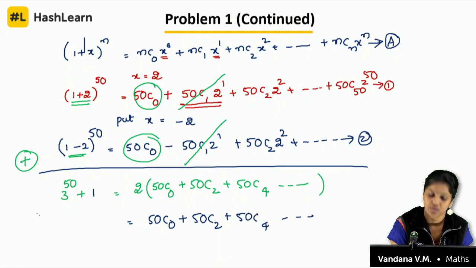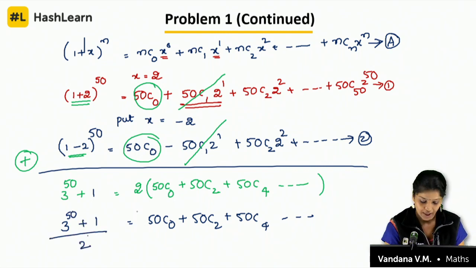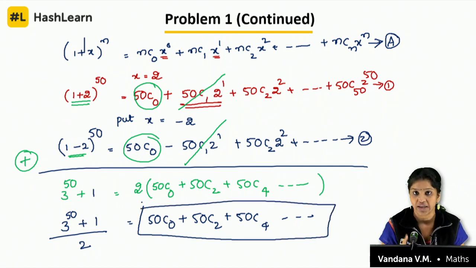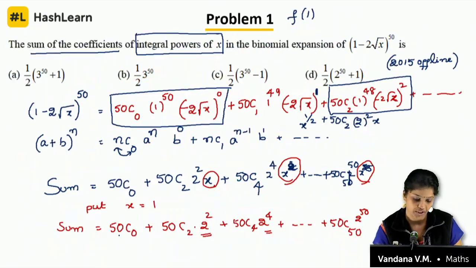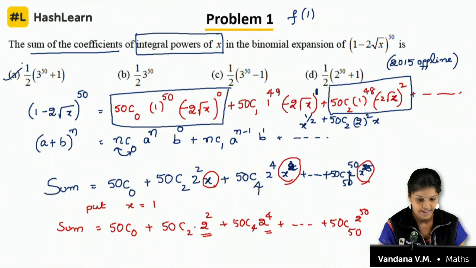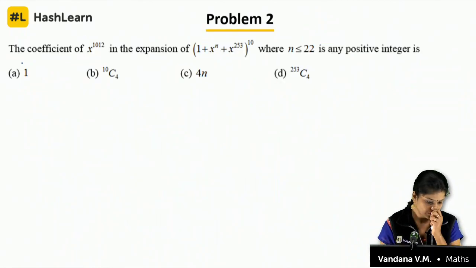So it comes as equal to (3 power 50 plus 1) divided by 2. That is what I want, right? Where am I getting the integral powers? Only for the even terms. So I want the sum of the even coefficients. What is the sum here? 3 power 50 plus 1 divided by 2. So which option is it? Option A. Clear, children? Yes, let us go for the next question.